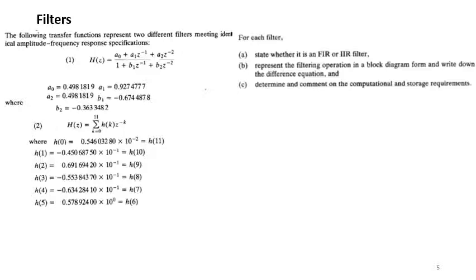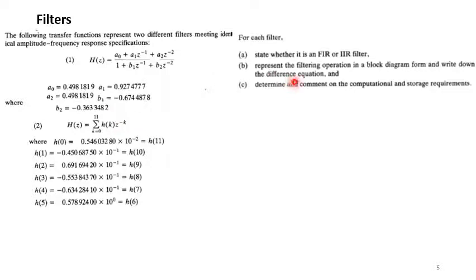To get a clear understanding of the FIR and IIR, let's have an example where we are given a transfer function H(z) equal to this one with given coefficient values, and another H(z) with given coefficient values. Both of these filters have identical amplitude frequency response specifications. So let's compare the two and see which one is better.